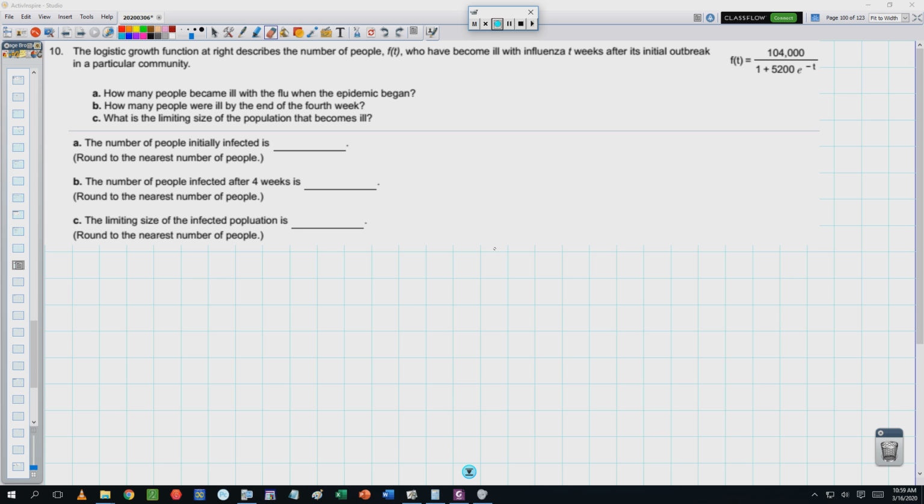The logistics growth model at the right describes the number of people who have become ill weeks after an initial outbreak. How many people became ill with the flu when the epidemic began? To do that, we'll figure out what f of 0 is. So we'll plug in a 0 for the t.